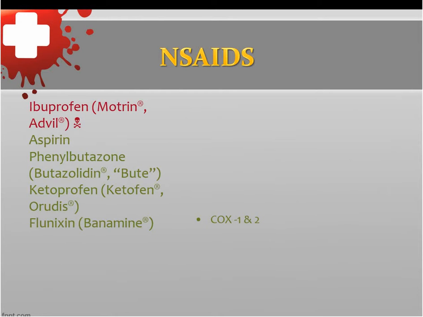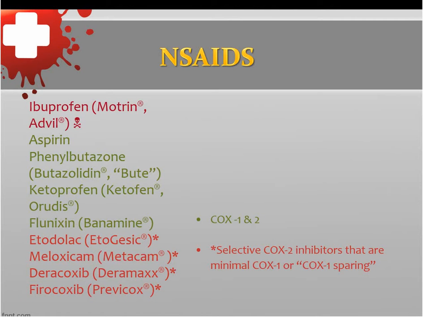The next group, aspirin, phenylbutazone, which in large animal is called bute, ketoprofen, which is Ketofen or Orudis, and flunixin, which is Banamine, another large animal NSAID. These are all COX-1 and COX-2 inhibitors. The next group, etodolac, which is EtoGesic, meloxicam, which is Metacam, deracoxib, which is Deramaxx, and firocoxib, which is Previcox, are all selective COX-2 inhibitors, which means they minimally inhibit COX-1 or are COX-1 sparing.